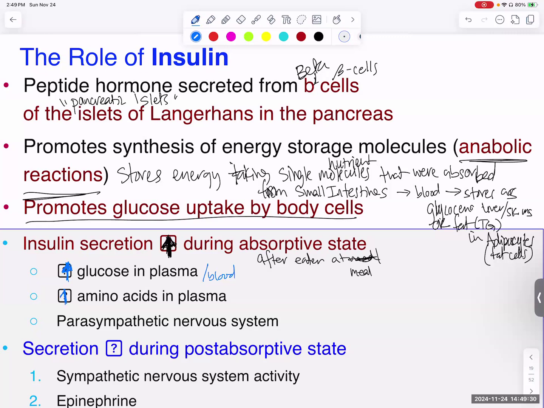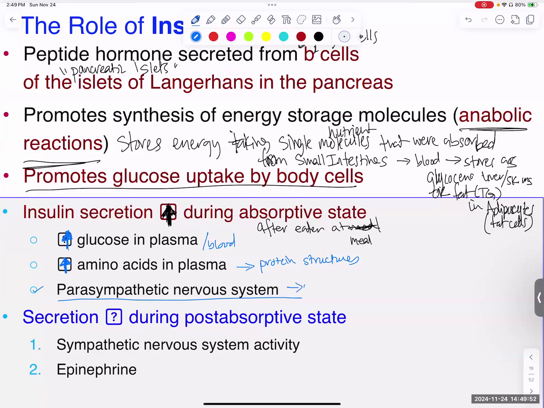Insulin also helps amino acids be stored and then built into protein structures. It also is activated by the parasympathetic system when you're resting and digesting. Resting.